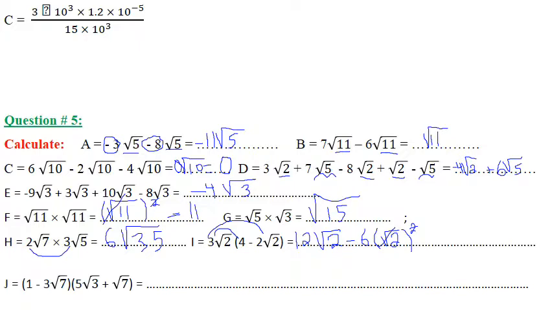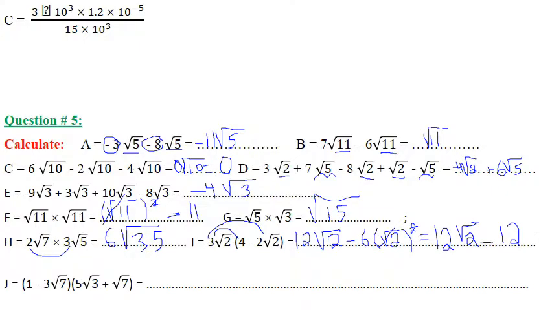6 times 2 is 12, so here we have 12 radical 2 minus 12. So the answer is 12 radical 2 minus 12.